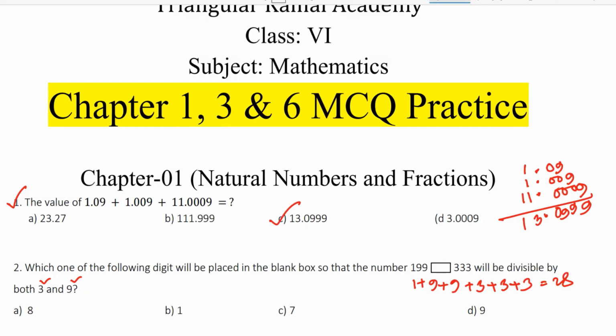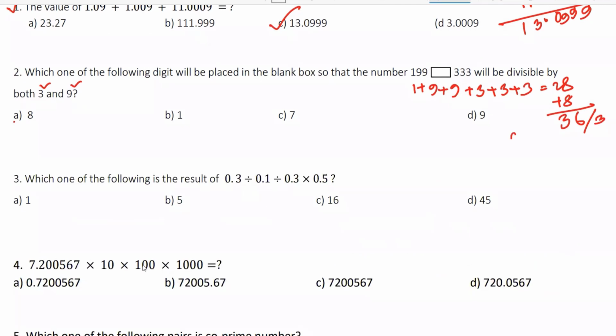Now if we put the number 8 in the blank box, then 8 will be added, so now the sum is 36. 36 is divisible by 3 and it is also divisible by 9. That means if we place 8 here, the total sum will be 36, which is divisible by both 3 and 9. So the whole number must be divisible by 3 and 9. Okay, this is answer A.